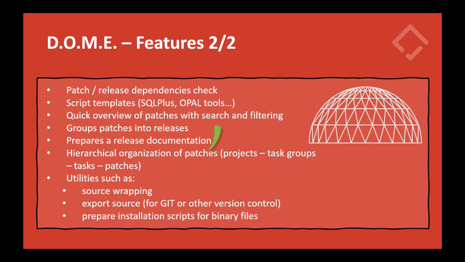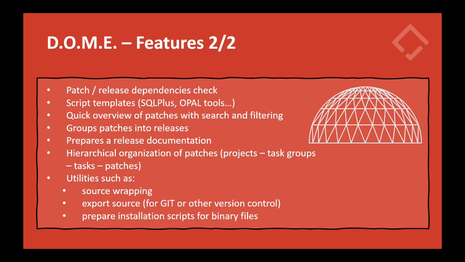Patches can be grouped into releases, and this is really useful because within a release you can generate scripts for all patches at once and install them in a certain target environment like test or production. Also, it is possible to prepare release documentation, which is a lot of times required by the customer. In this documentation, you can get a list of all patches which are installed within the release, a list of all objects, and additional information such as when the patching started, when the patching ended, and so on.